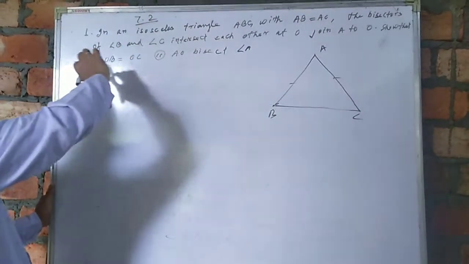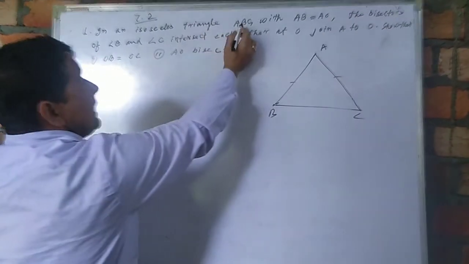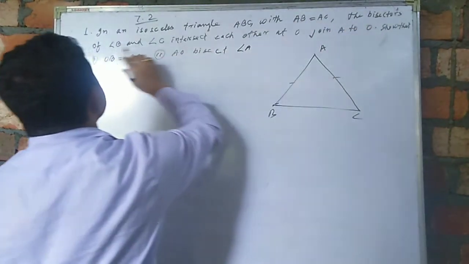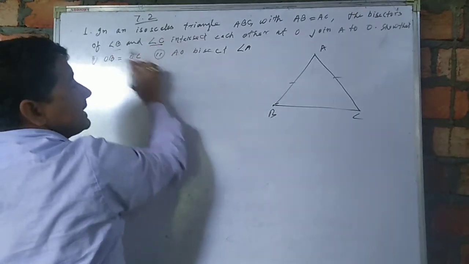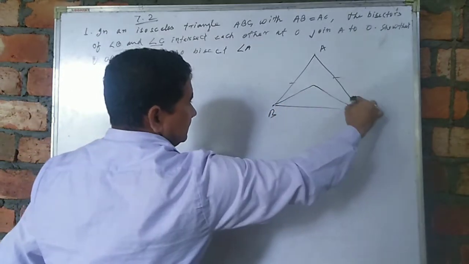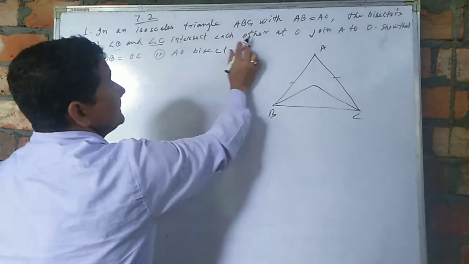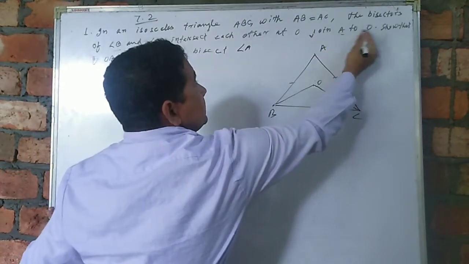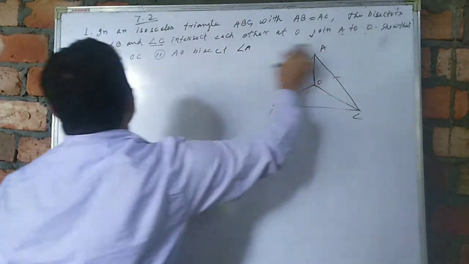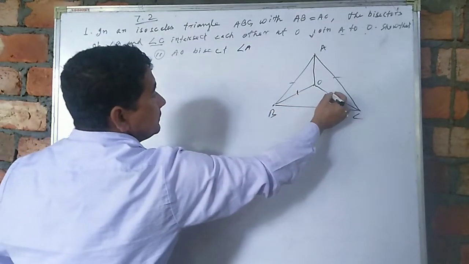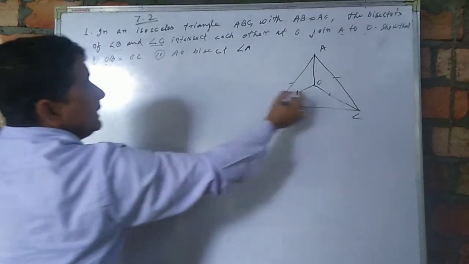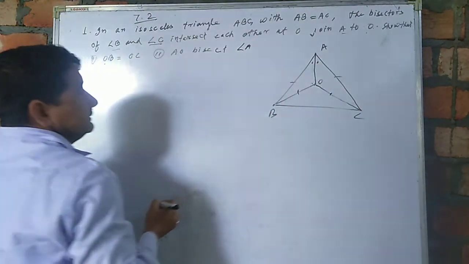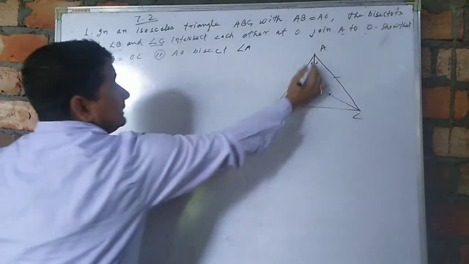Exercise 7.2, question number 1. In an isosceles triangle ABC with AB equal to AC, the bisectors of angles B and C intersect at point O, and join A to O. We have to prove that OB is equal to OC and OA bisects angle A.